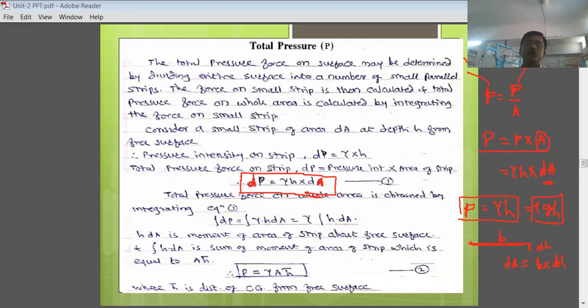Now if I want to find out the total pressure force acting on the entire vertical plane surface, what I will do, I will do the integration of this equation. This is equation number 1. From this equation, what will I do there? I will do the integration. So what is the integration of dP?